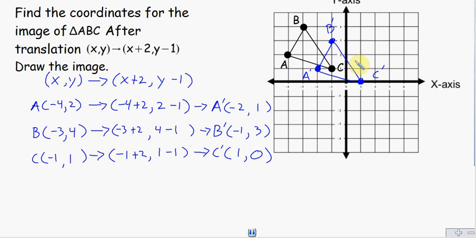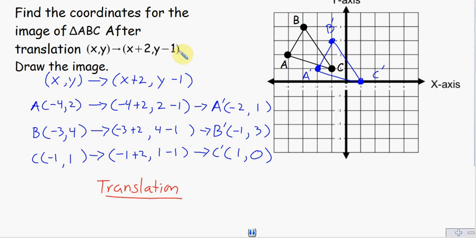Now, that word slide, if you have to slide something in this direction, tells you right away that you have a translation. So this type of transformation, changing the position of your shape, is a translation. Translation I like to also commonly refer to as sliding the figure, moving it up, down, left, or right.